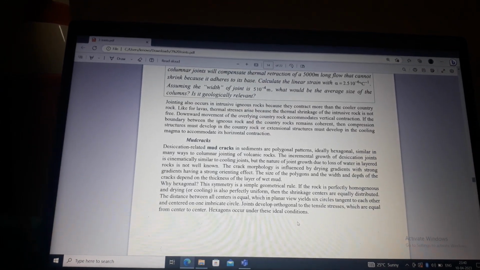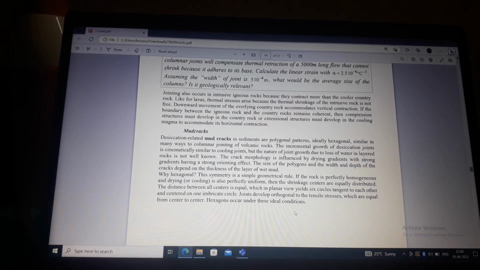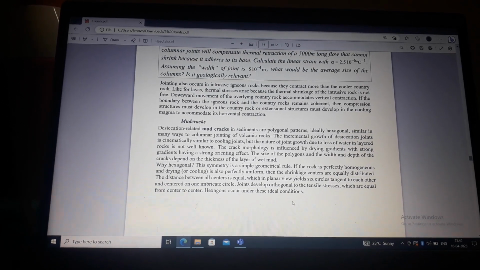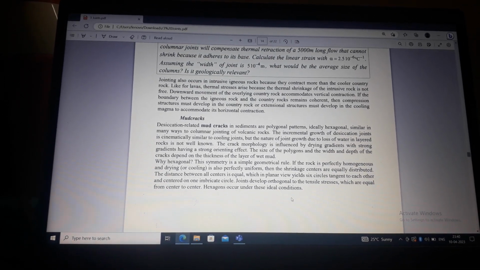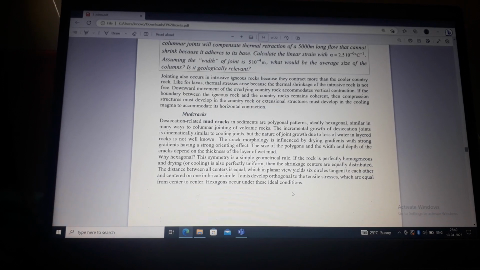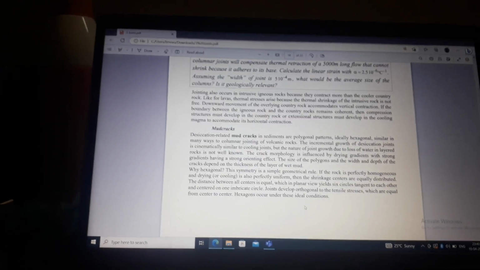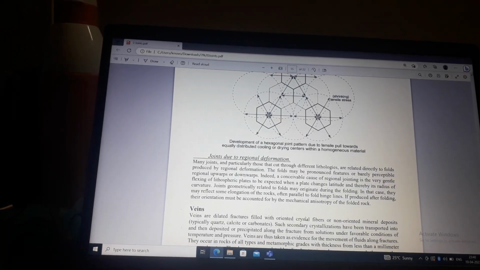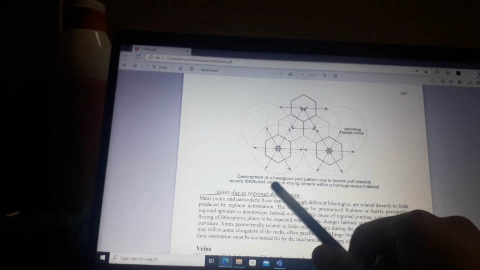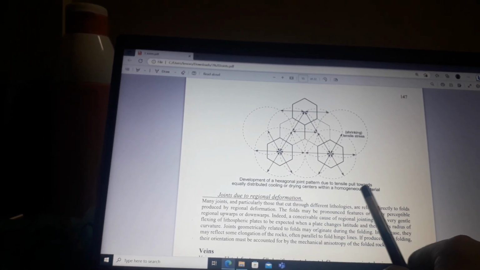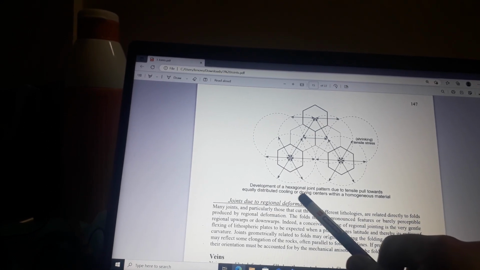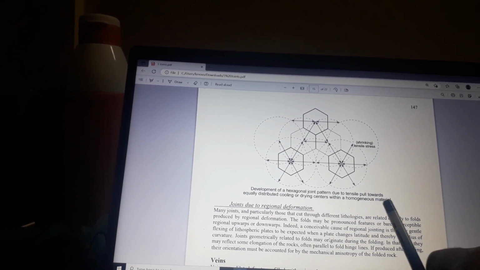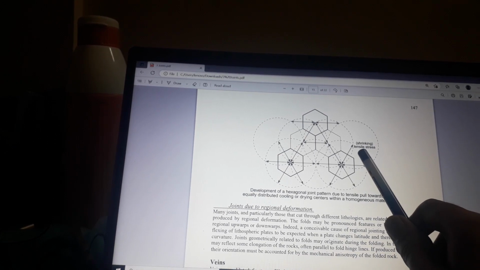Mud cracks. Desiccation related mud cracks in sediments are polygonal patterns, ideally hexagonal, similar in many ways to columnar jointing of volcanic rocks. Development of hexagonal joint pattern due to tensile pull towards equally distributed cooling or drying centers with a homogeneous material. This is shrinking tensile stress.